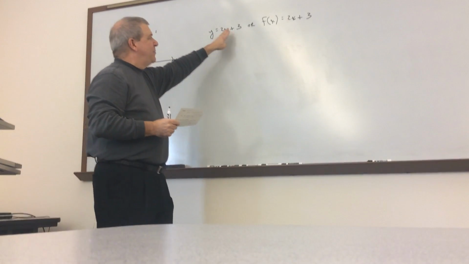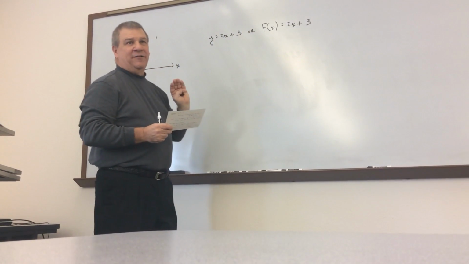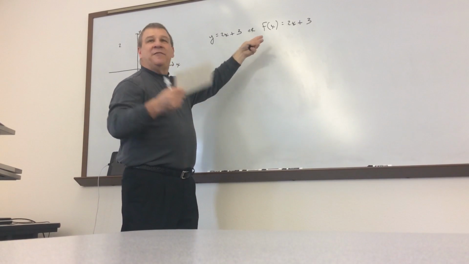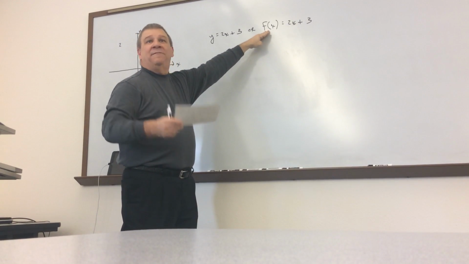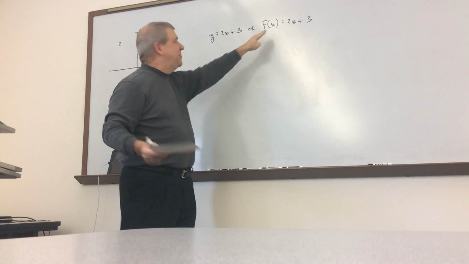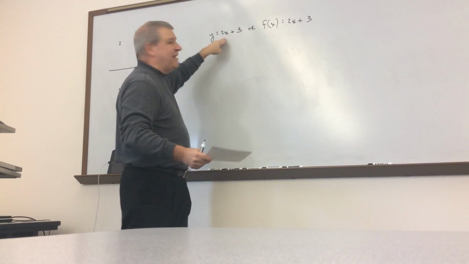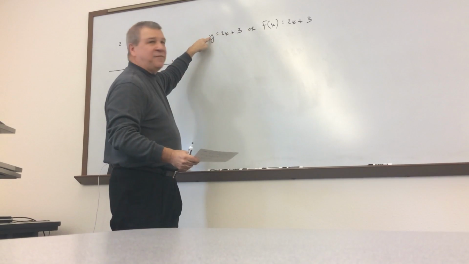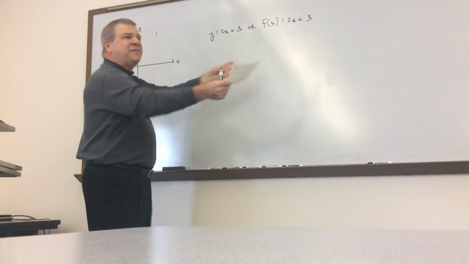Y equals 2x plus 3, f of x equals 2x plus 3. I'm just saying the name of the function is f. If I told you it was g, that'd be g of x. If I told you it was h, it'd be h of x. What I'm saying is this means the same as this. The f of x is the same as the y. And I just gave you that.